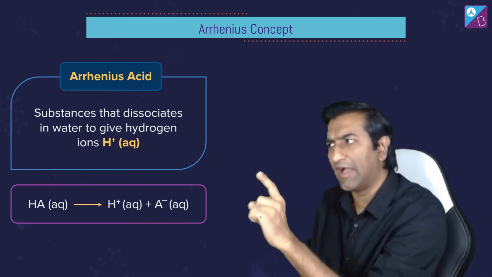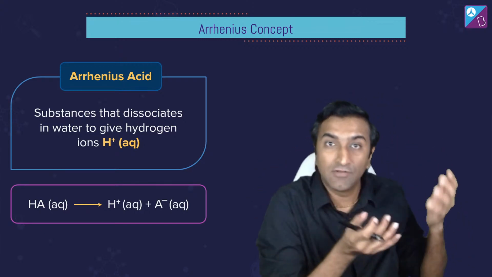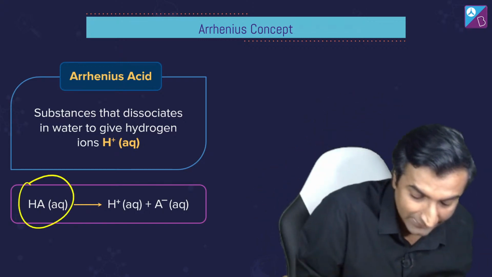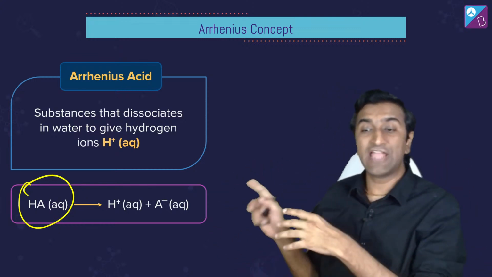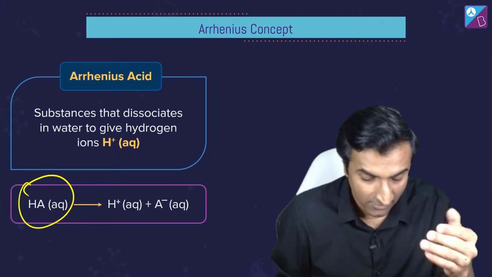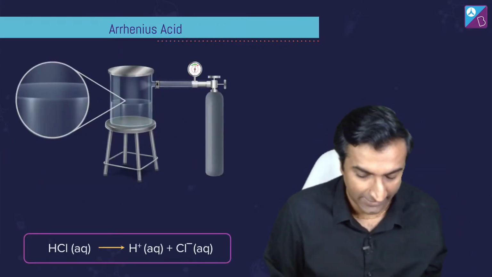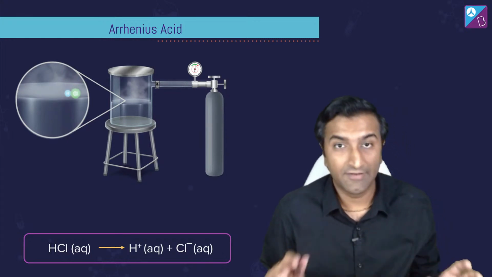Simplest one. Arrhenius ने बोला कि अगर कोई substance देता है H+, उसको बुलाएंगे acid. अगर कोई accept करता है H+, उसको बुलाएंगे base. So, this is it. You will see this written a lot. HA giving you H+ and A-. अगर कोई substance H+ produce कर रहा है, furnish कर रहा है, then it's an Arrhenius acid, as simple as that. Cool.